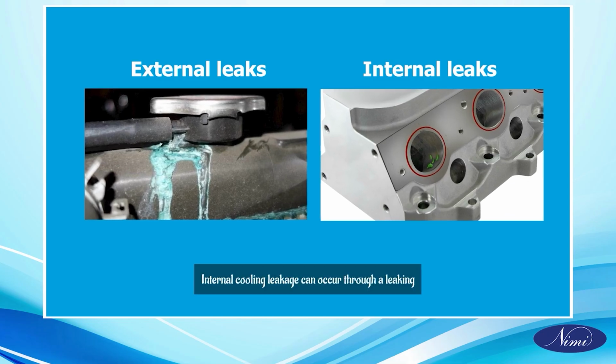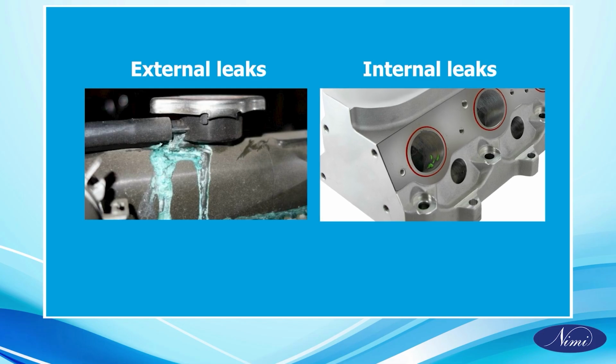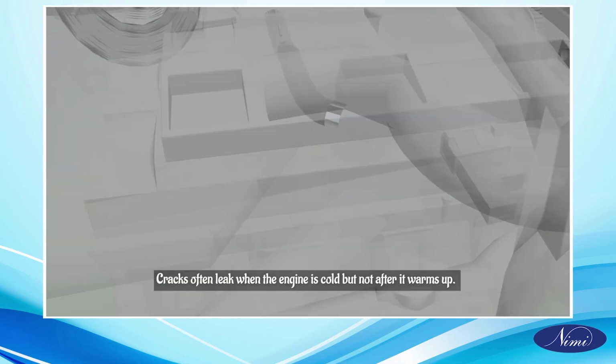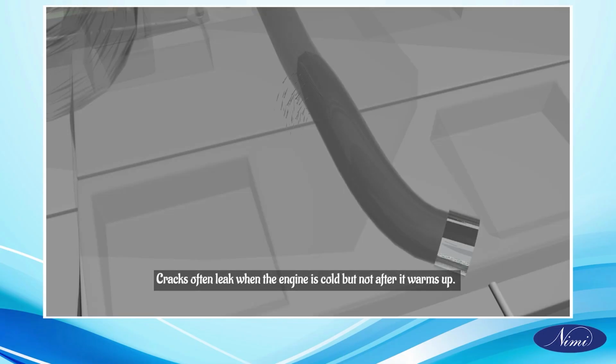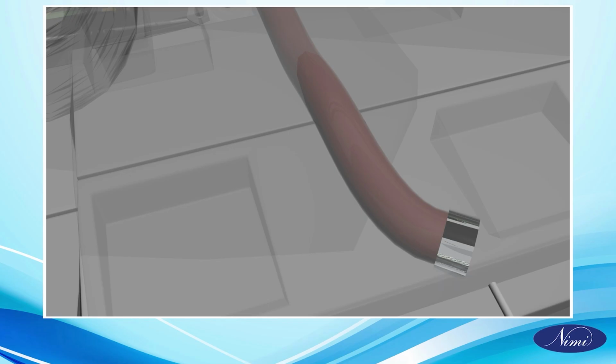Internal coolant leakage can occur through a leaking gasket or crack. Cracks often leak when the engine is cold, but not after it warms up. In such cases, carrying out only a visual inspection can't help the technician find the leakage.